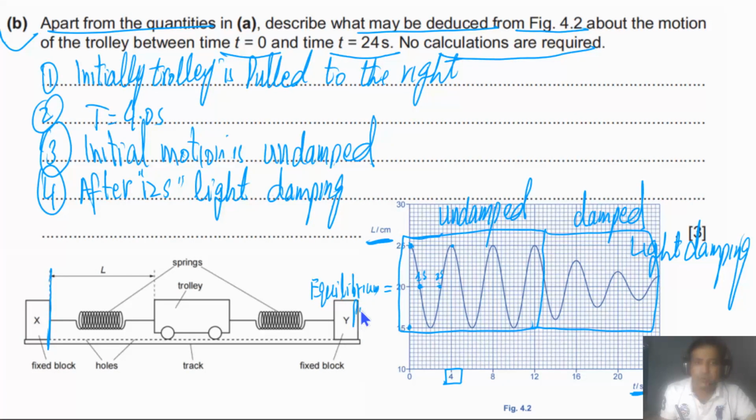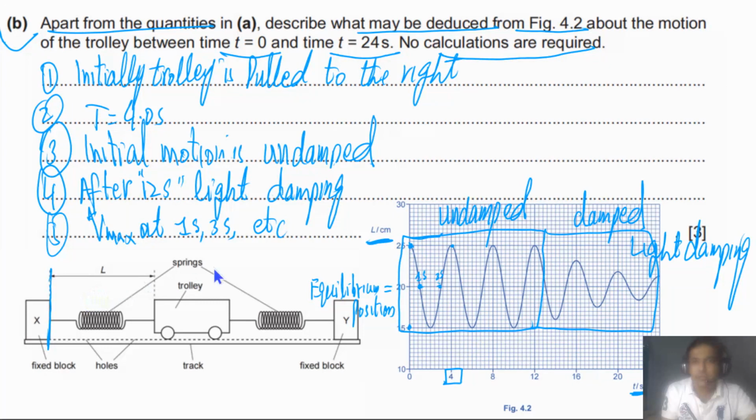Equilibrium position is at 20, and at the equilibrium position speed is maximum. So we can also say maximum speed. We can write it in a simpler way, Vmax, at 1 second, 3 seconds, and so on.